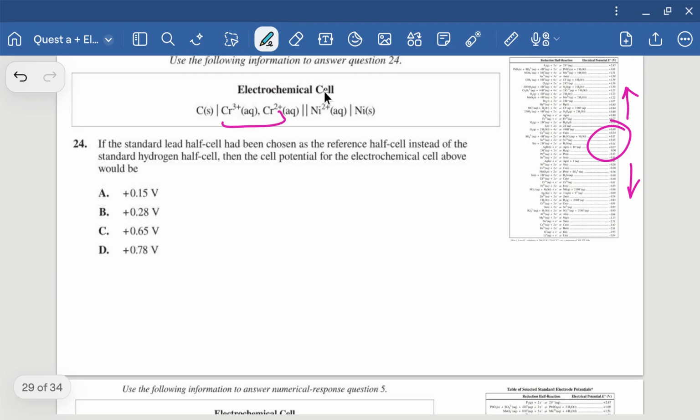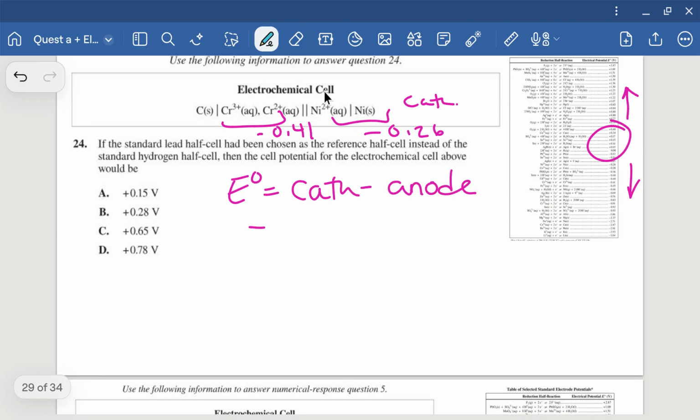So for instance, our chromium here is negative 0.41 and your nickel is negative 0.26. The one that was higher up is your cathode. And then when you do the math, for cell potential, it's always cathode, and you subtract your anode. Don't change any signs, plug it in how you see it. So negative 0.26 minus negative 0.41, and you'll see your answer here is A.